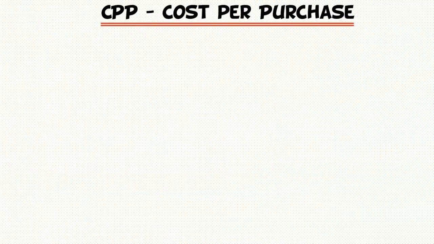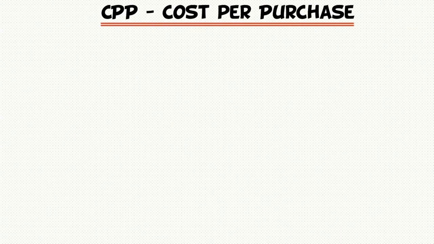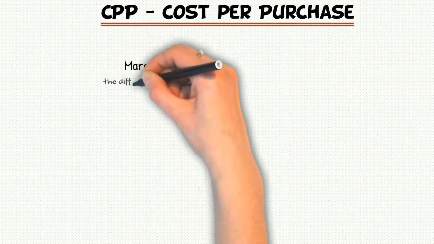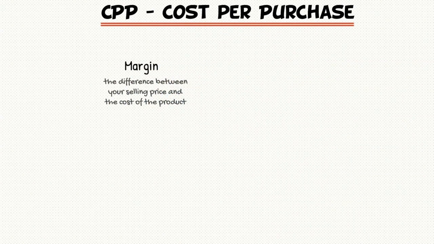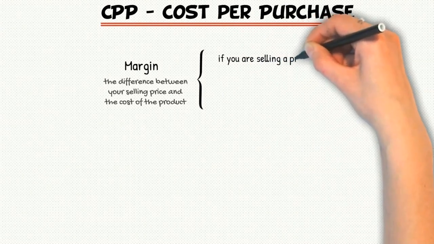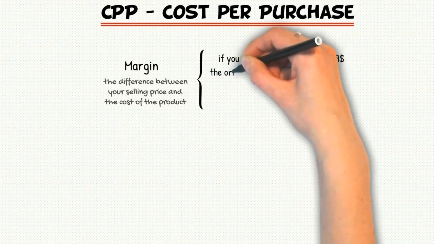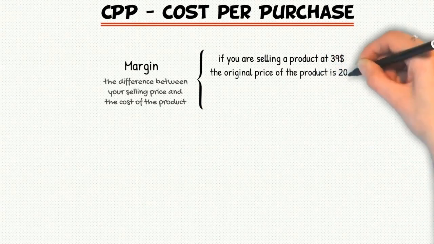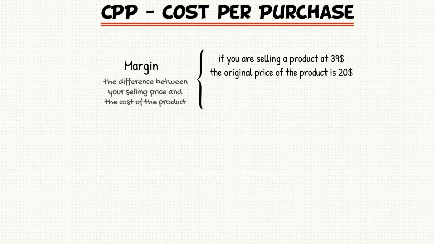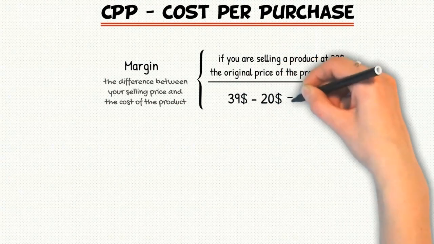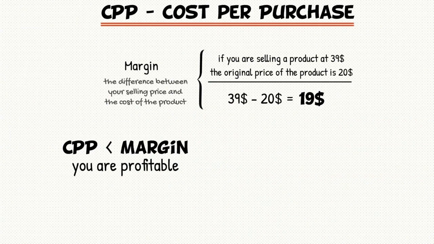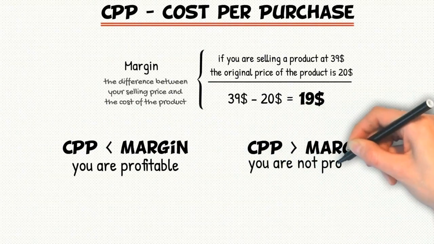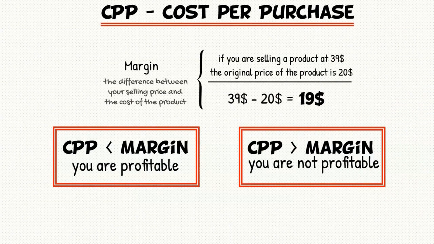Let's begin with the most important metric, the CPP, or the cost per purchase. If you remember well, we have talked about margin, which is equal to the difference between your selling price and the cost of the product. If you are selling a product at $39 and the original price of the product is $20, then the margin is equal to 39 minus 20, equal to $19. So if the CPP is less than $19, you are profitable. And if your CPP is more than $19, you are not profitable.